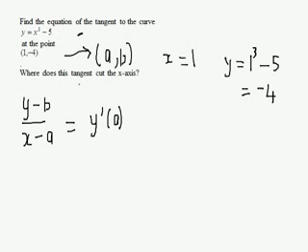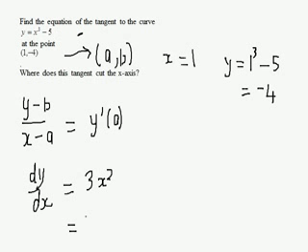Looking at the form of the equation of the tangent, what do we have? We already have points A and B. All we need now is the gradient at point A. How do we find the gradient? We differentiate the equation of the curve. So in this case, dy/dx is equal to 3x squared. That's the derivative. At x equal to 1, for completeness, the derivative is equal to 3 times 1 squared, which is equal to 3.